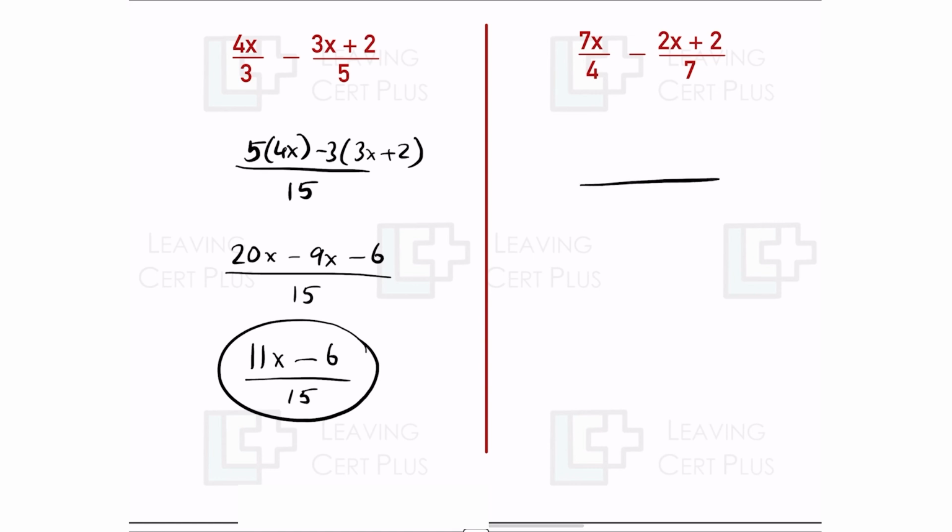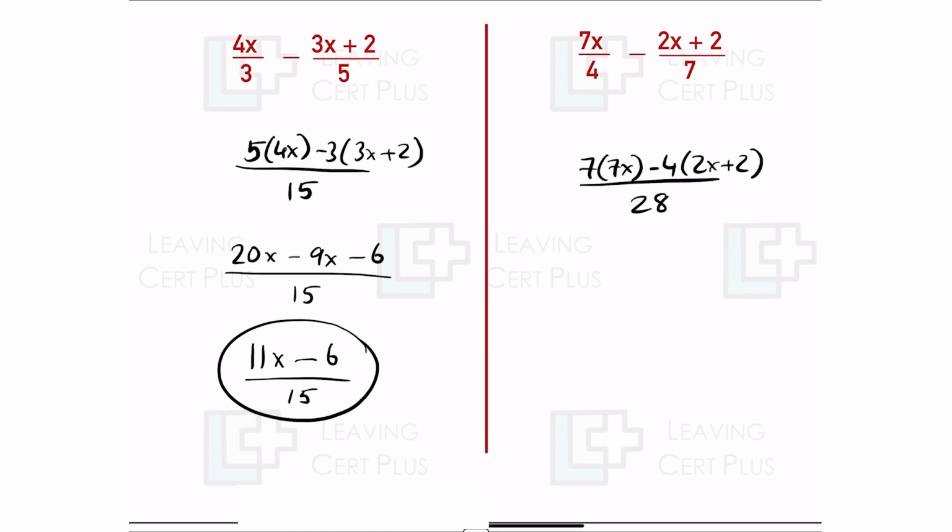So the common multiple I chose here is 28. We could say, what did I do to the 4 to get 28? I had to multiply by 7. So let's do that to the top. So 7 by 7x. What did I do to the 7 to get 28? I had to multiply by 4. So that's minus 4 by 2x plus 2. Similar to what we've seen over here, the minus belongs to all of the top.